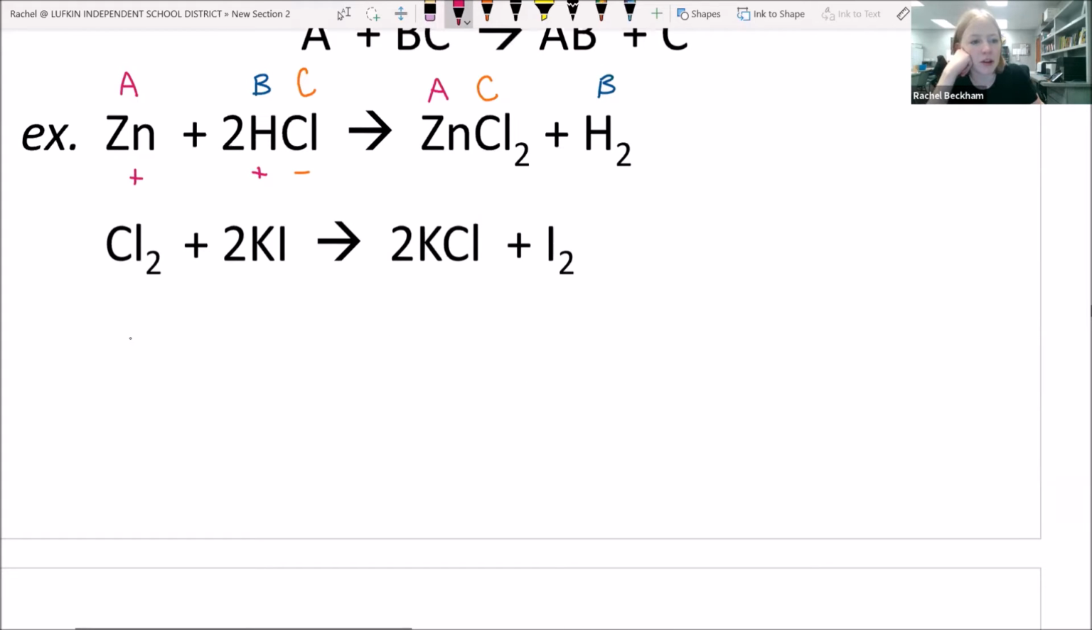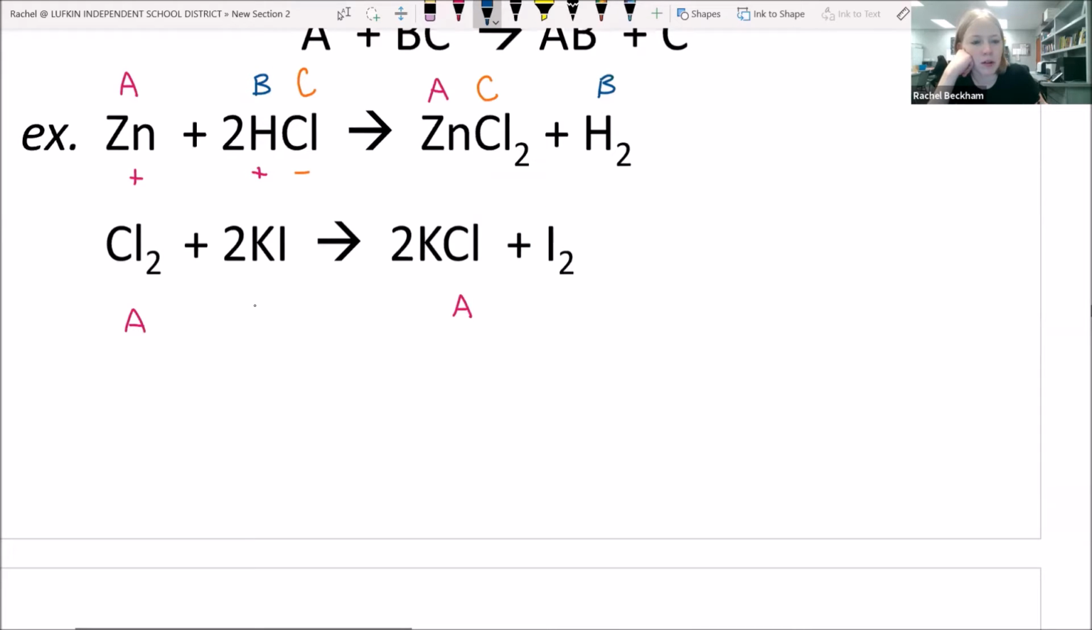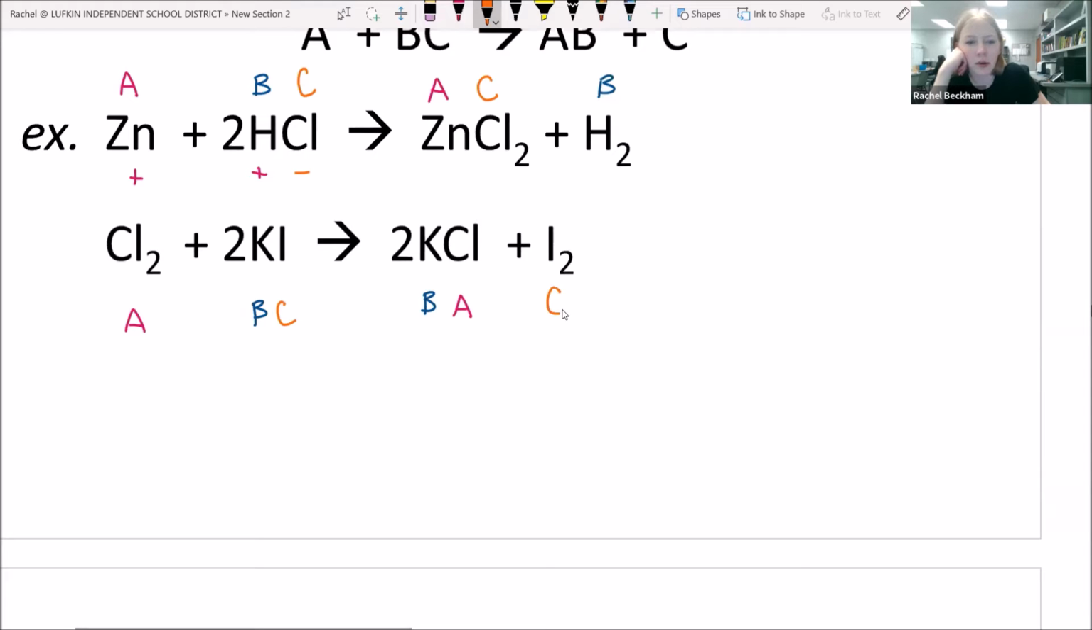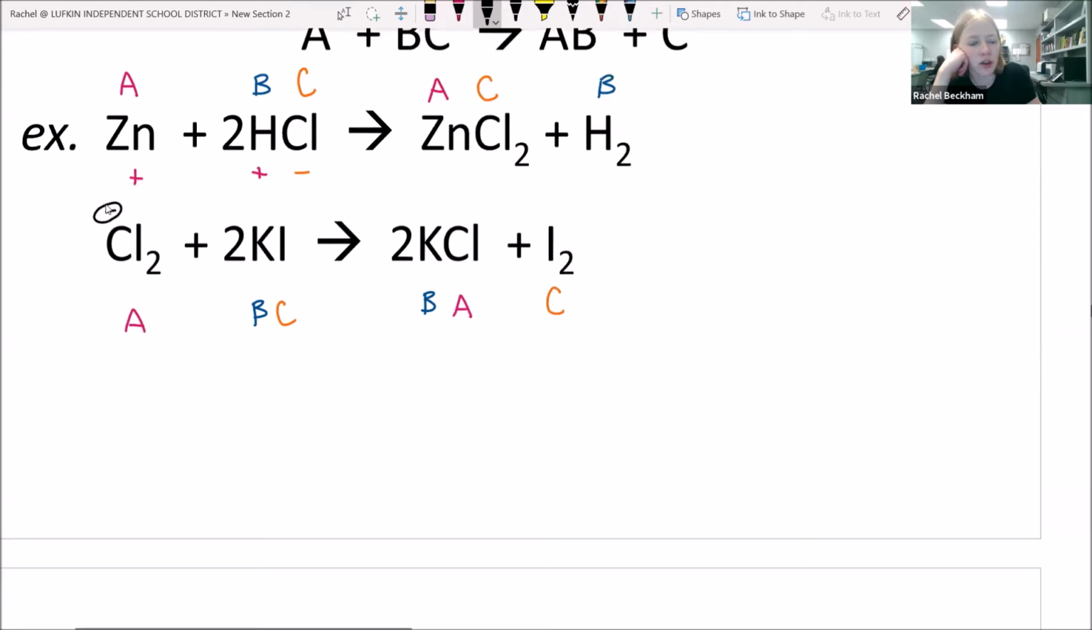This is the same thing happening here. You've got A, and then your A now is right here, right? I'm going to change this to a blue here. We've got our potassium, which is K. And then for C, I'll make that orange, which is our iodine. So what happens here is that chlorine replaces iodine. And that makes sense because when you look at where chlorine's location is, chlorine is a nonmetal that has a negative charge. Iodine also is a nonmetal with a negative charge. It's going to replace the iodine, not the potassium, because they're both negatives.